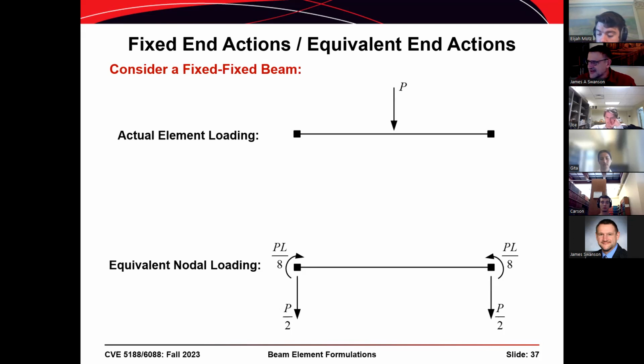Now, we call them end actions because 2 of them are forces and 2 of them are moments. So action is a non-binary term when we refer to forces and moments.